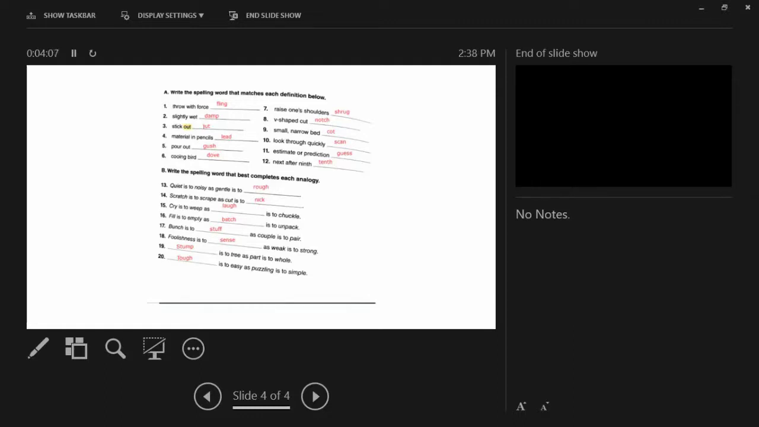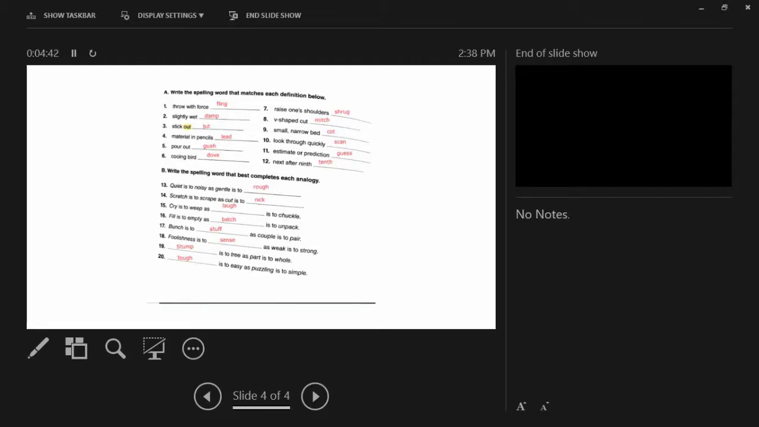6, cooing bird, dove. 7, raise one's shoulder, shrug, when you raise and move your shoulder to say affirmative or negative or that you don't know something, like shrugging one's shoulder. Number 8, V-shape, notch. 9, small narrow bit, caught, small bit. Number 10, look through quickly, scan, when you study something quickly and hurriedly.